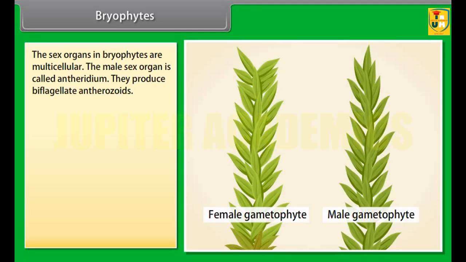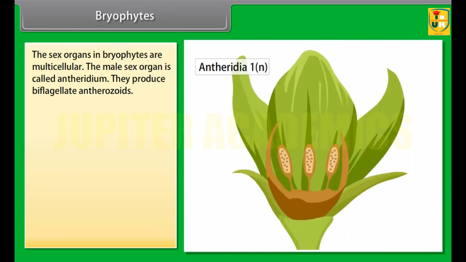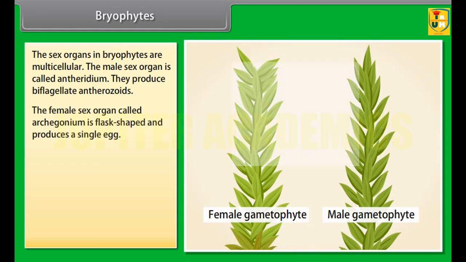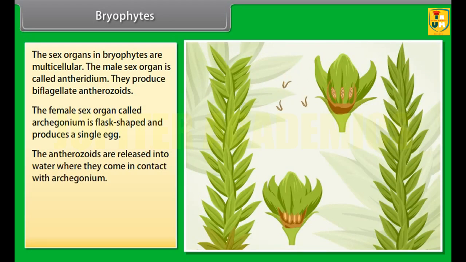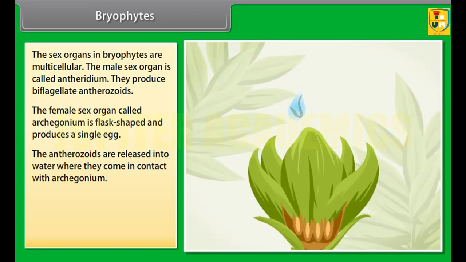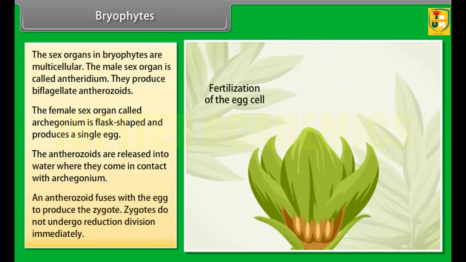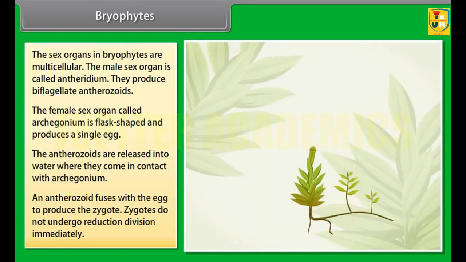The sex organs in bryophytes are multicellular. The male sex organ is called antheridium. They produce biflagellate antherozoids. The female sex organ, called archegonium, is flask-shaped and produces a single egg. The antherozoids are released into water where they come in contact with archegonium. An antherozoid fuses with the egg to produce the zygote.